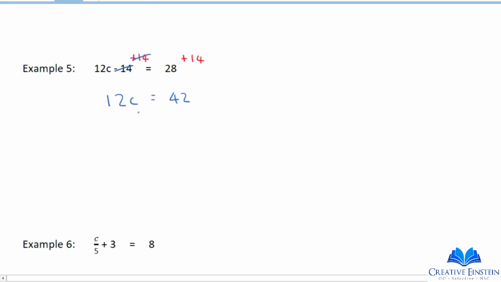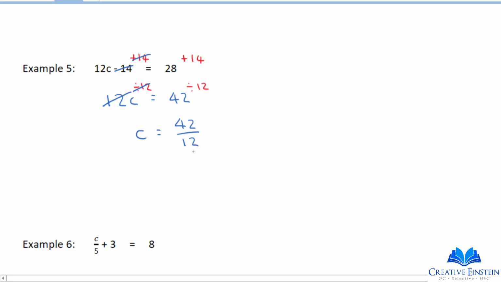And remember, we want c by itself, so we need to remove the 12. That's times 12, so we're going to divide it by 12 to remove it. These cancel out, and you're left with c equals. Now, this is the interesting part. With algebra, we always leave things as a fraction if we can, but we have to simplify it.